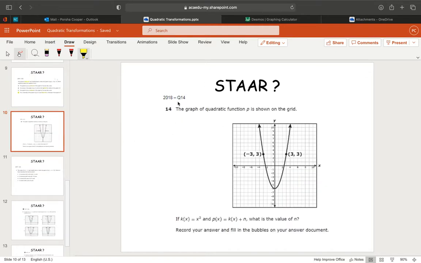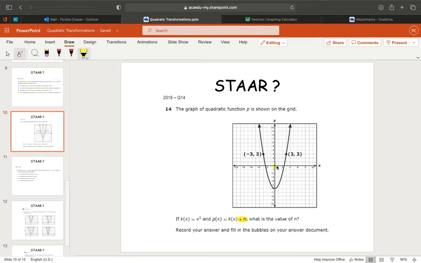Here we have question 14. This is from the 2018 STAAR test. It says the graph of the quadratic function p is shown on the grid. We have x squared and it is changed to k of x plus n. What is the value of n? Again, we have a change that is happening outside of the parentheses. And so if it's outside of the parentheses, that means that it is a vertical shift.